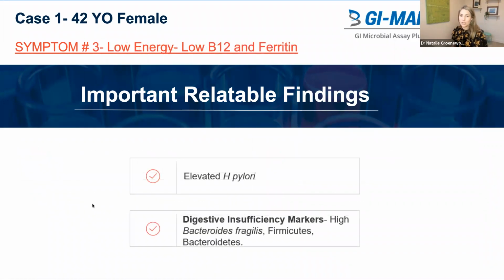And then that low energy, again, that secondary hypochlorhydria from the H. pylori is going to inhibit this patient's ability to absorb B12 and iron. And then the digestive insufficiency markers. So when we see the high Bacteroidetes, Fragilis, Firmicutes, and Bacteroidetes, again, we're thinking about that hypochlorhydria that is going to affect our patient's ability to absorb these nutrients.